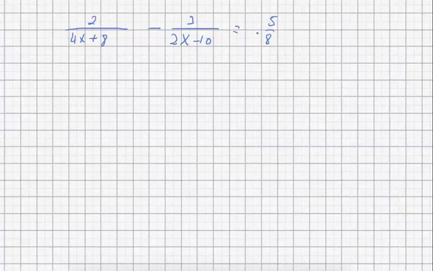So let's do now the normal question, but we don't solve everything. We just find the common denominator. Okay. So 4x plus 8 minus 3, 2x minus 10 equals 5/8. Go ahead. Okay, so the first one.